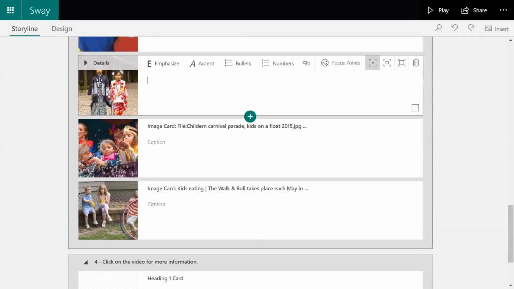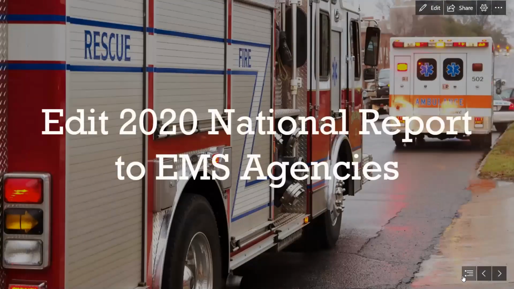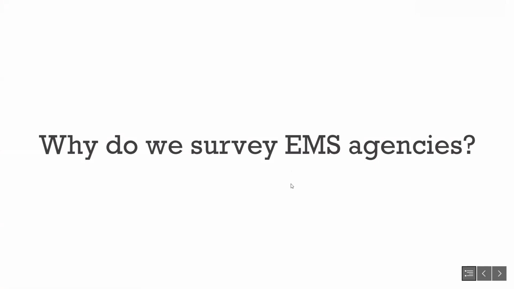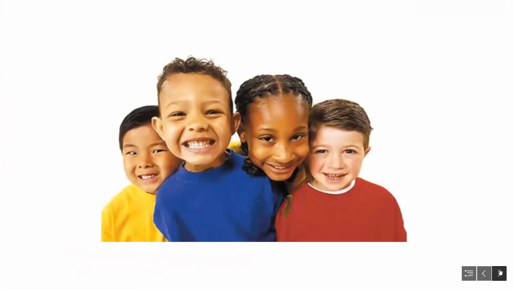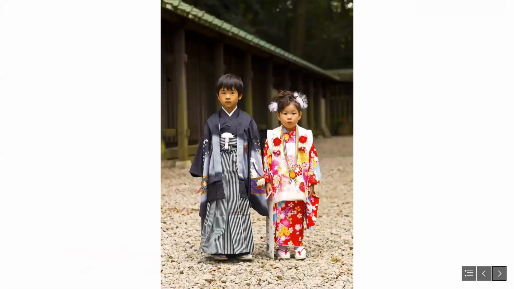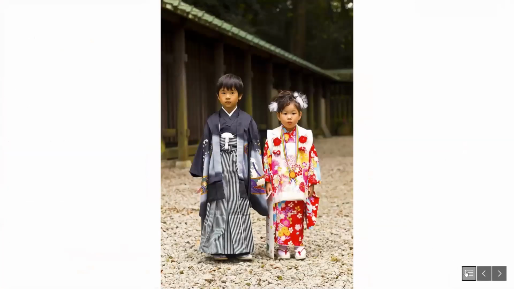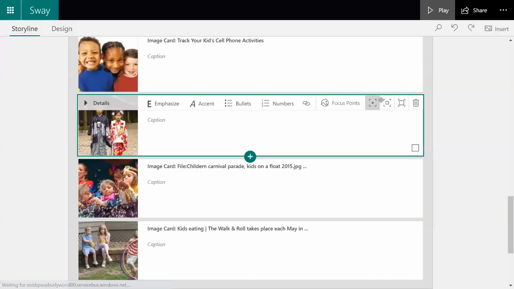Now, something to note is sometimes you have a vertical picture right here. And when you play it, I'm going to go here and play it. I'm going to click on my table of contents and go here. Sometimes when we play it, the pictures don't quite look the same way. Sometimes these things right here are cut off, and I'm going to show you what that looks like and how to fix it. Go back into edit mode.